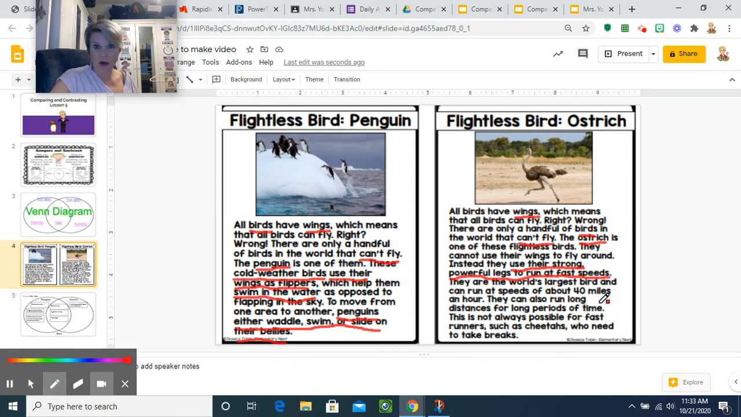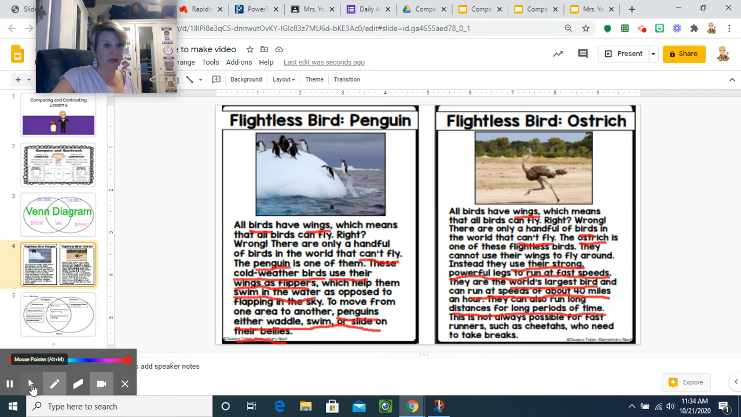Okay, they are the world's largest bird and can run at fast speeds of about 40 miles an hour. Well, since they're the world's largest bird, we know that penguins are not the world's largest bird, so that's something different. And they run at speeds of about 40 miles an hour. Penguins do not do that because they swim. They also run for long distances, for long periods of time.